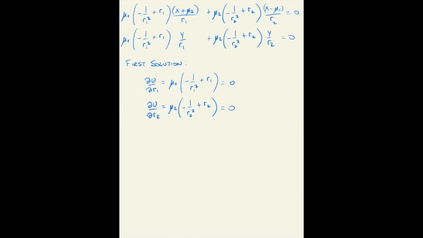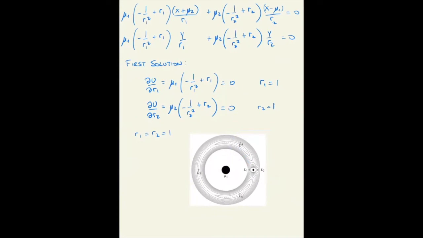So this happens for r1 equal to 1 and also r2 equal to 1. So that is the first solution, r1 equal to r2 equal to 1. For r1 and r2 to be equal to 1, these points must lie on the perpendicular bisector of the line joining the masses. And for both of them to be equal to 1, what you have is an equilateral triangle, with r1 from the primary mass to L4, and r2 from the secondary mass to the point. And also, of course, on the other side of the orbit. So these are the triangular Lagrangian points L4 and L5.